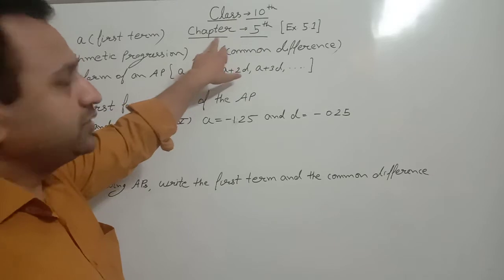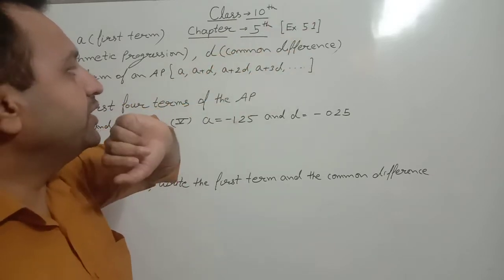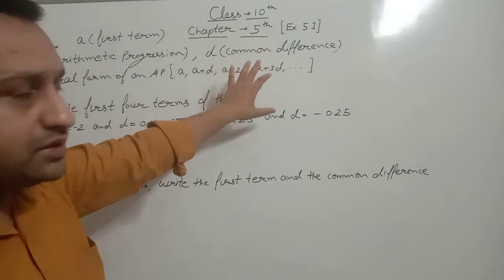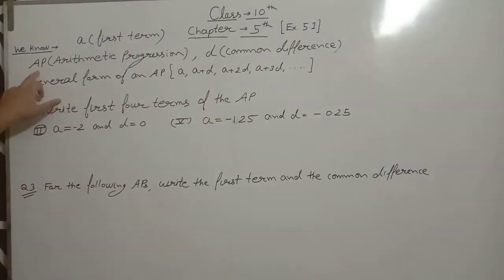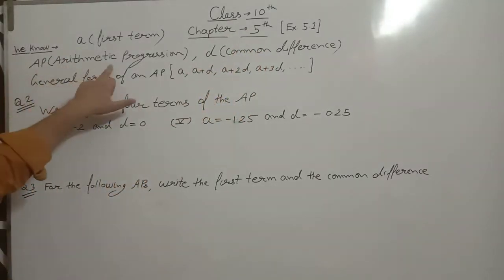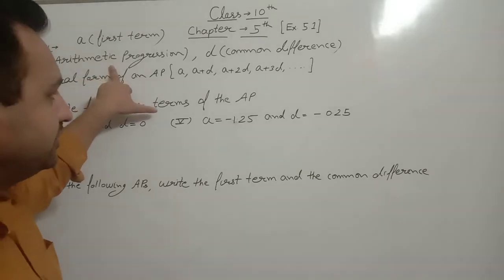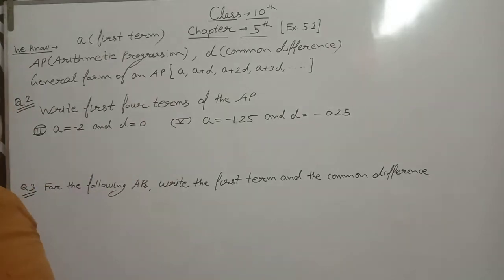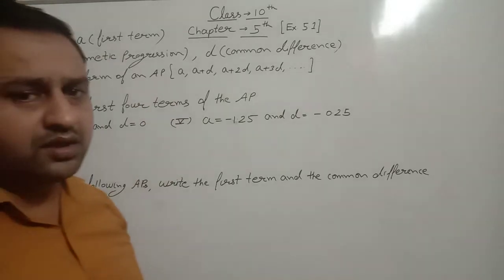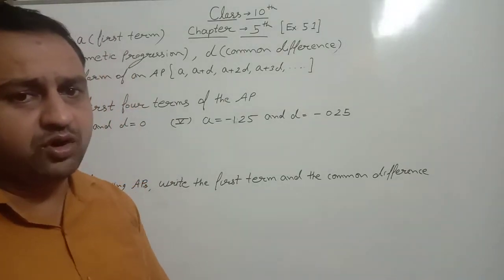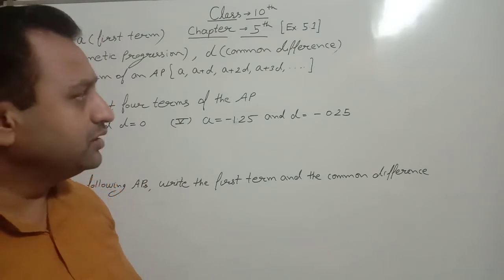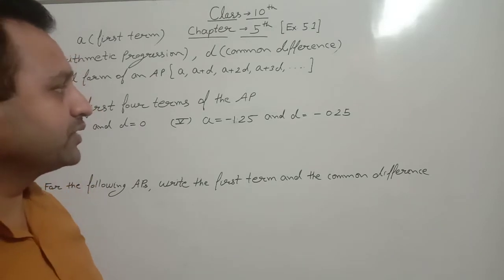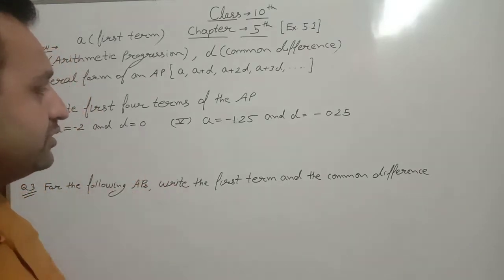Class 10th, Chapter 5, Exercise 5.1. In Chapter 5, we have already discussed the definition of arithmetic progression. As a revision, arithmetic progression is a list of numbers in which each term is obtained by adding a fixed number to the preceding term, except the first term.